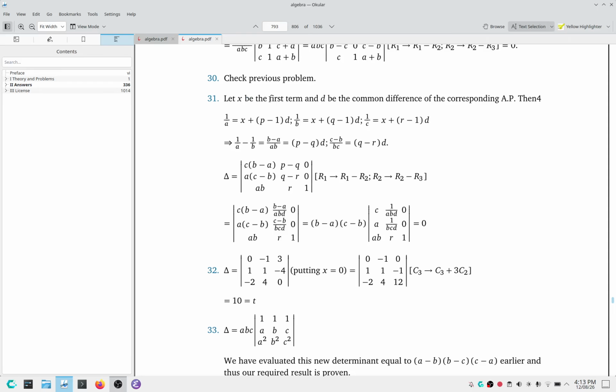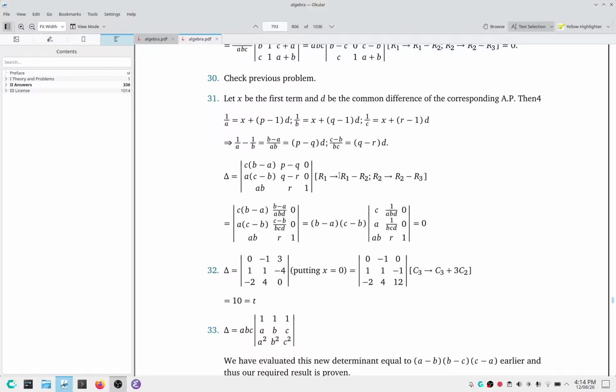So we let x be the first term and d the common difference of the corresponding AP. Then 1 upon a will be the pth term of the AP, so x plus p minus 1 into d. 1 upon b will be x plus q minus 1 into d, and 1 upon c will be x plus r minus 1 into d. So we subtract 1 upon a minus 1 upon b, we get b minus a upon ab, which will be equal to p minus q into d, and c minus b upon bc will be q minus r into d.